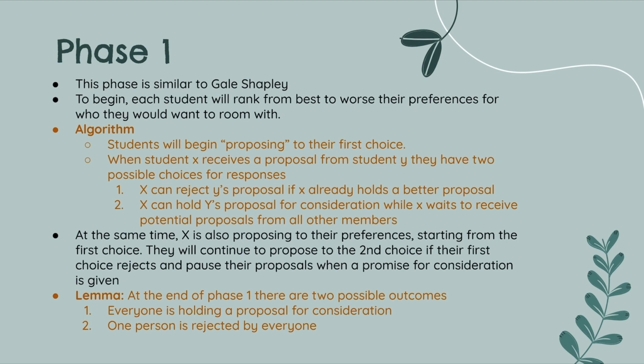At the same time, as Y is proposing, X is also proposing to their preferences, starting from the first choice. They will then continue to propose to their second choice if the first choice rejects, and pause their proposals when a promise for consideration is given. At the end of phase 1, there are two possible outcomes. Everyone is holding a proposal for consideration, or one person is rejected by everyone.